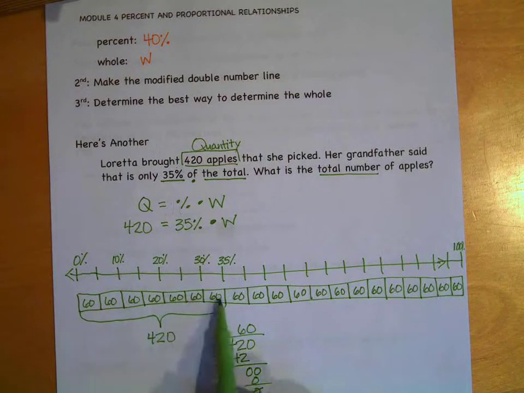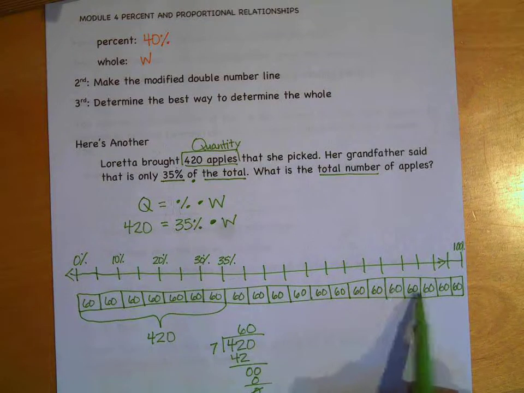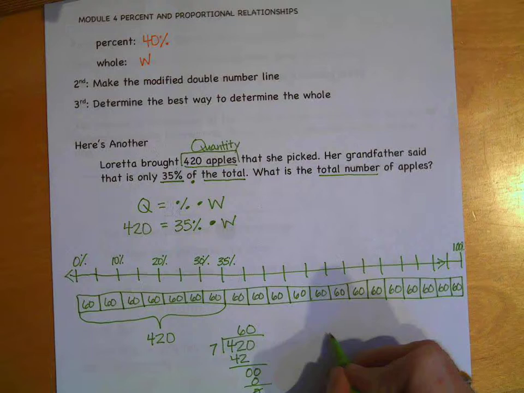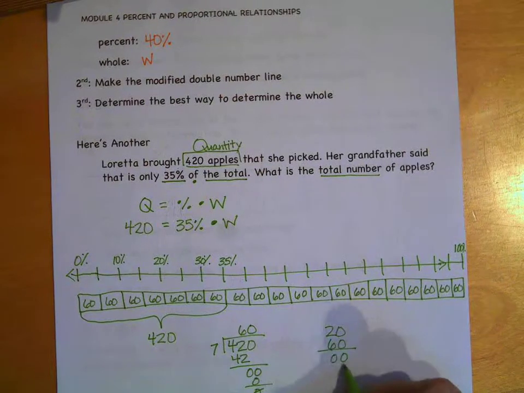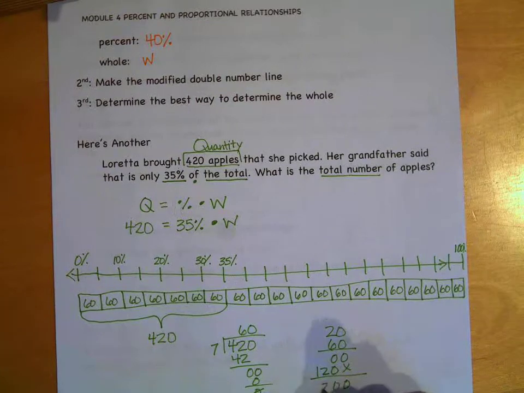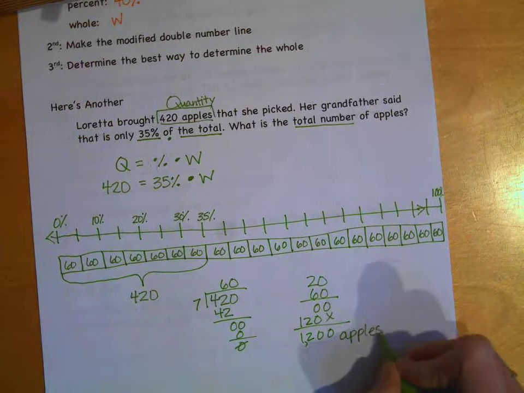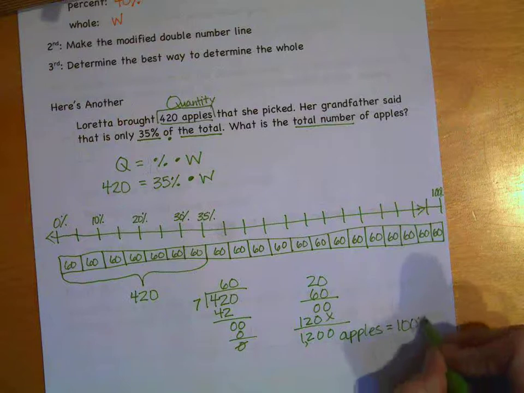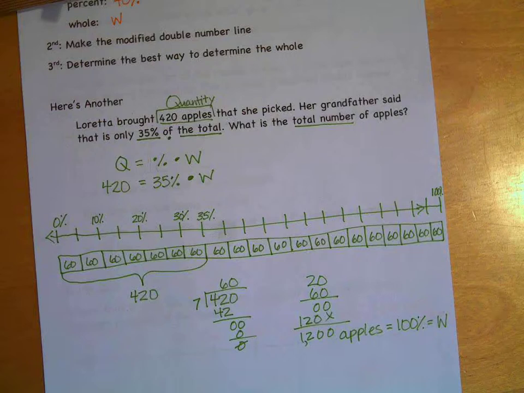So now let's count what we have. 1, 2, 3, 4, 5, 6, 7, 8, 9, 10, 11, 12, 13, 14, 15, 16, 17, 18, 19, 20. There are 20 60s. So I have 0, 0, placeholder 0, 12, add them all together, and I get a total of 1,200 apples equals 100%, which equals the whole, which was the missing part.